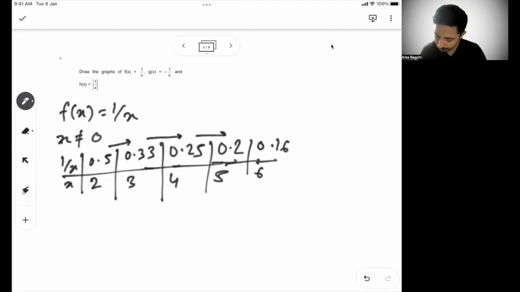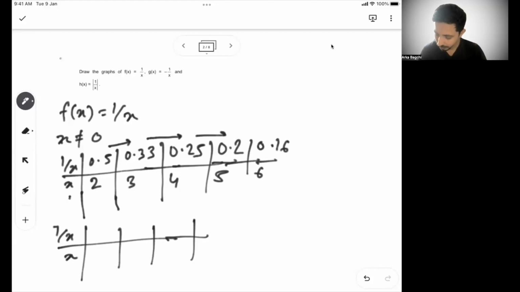But if you do the opposite, say between 0 to 1, what happens? If I say 1/x is 0.2, what will be your x? x is 5, right? If I say 0.3, what will be the value of x? The value of x will be 3.33. If I say 0.4, the value of x is 2.5, right?